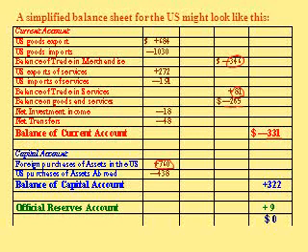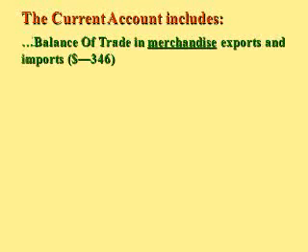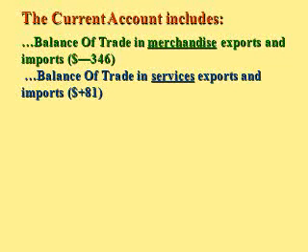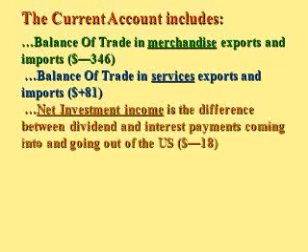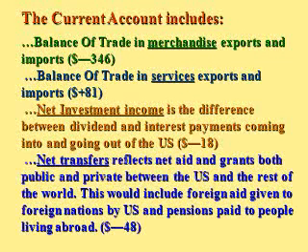Merchandise here, goods and services at the current account, includes the balance of trade and merchandise. We talked about that, goods, or just goods. And then we've got services of plus 81 billion. Okay, and then the net investment income is the difference between dividends going out and the dividends coming into the United States. And that is 18 billion. And then we have net transfers that come in at negative 48 billion.